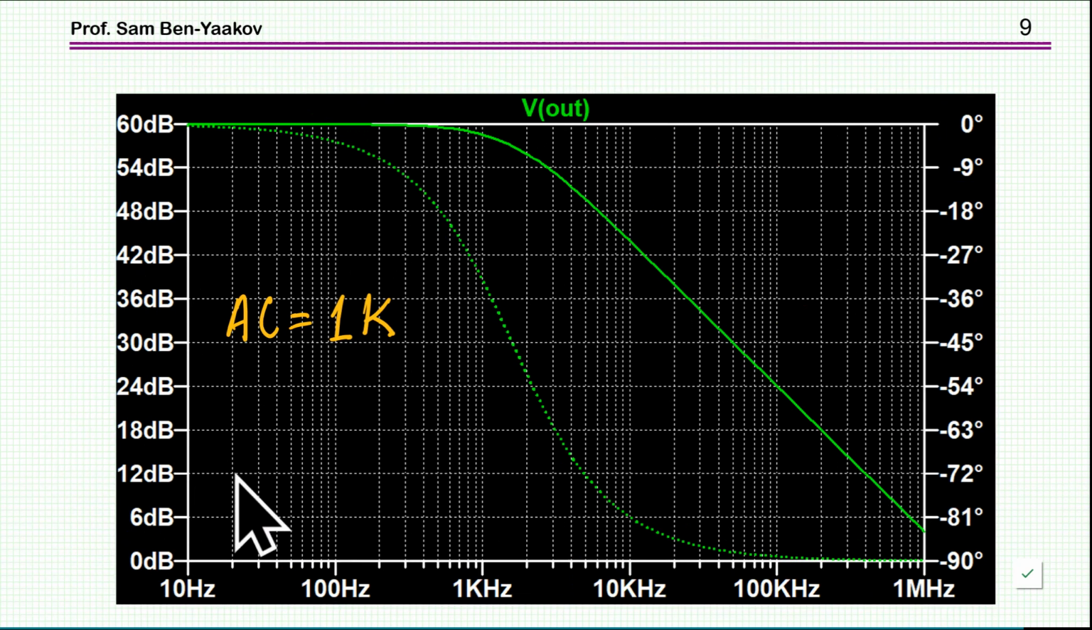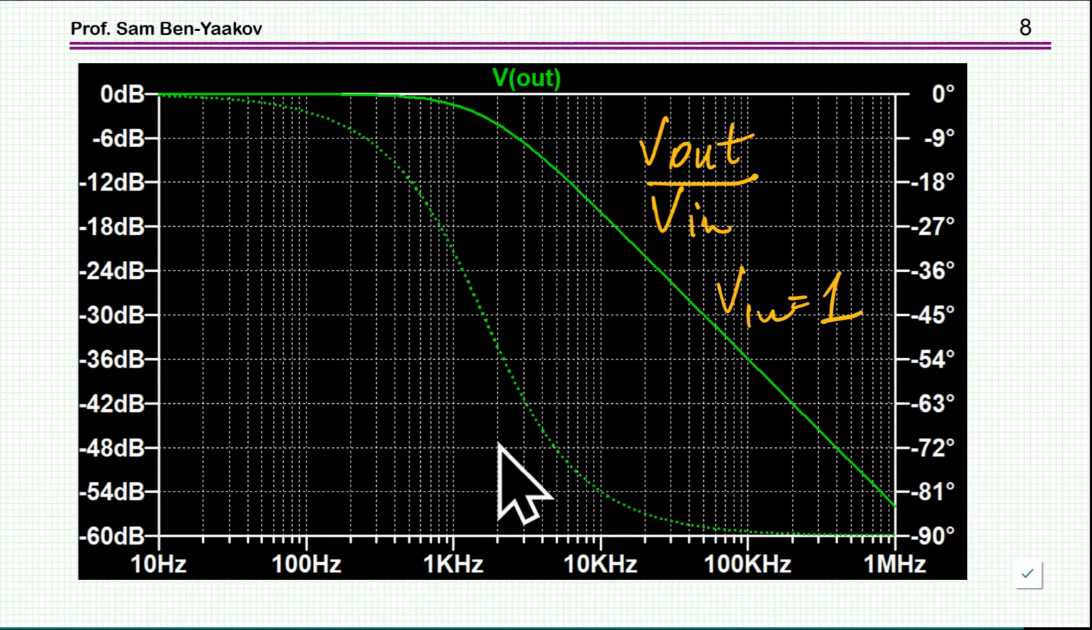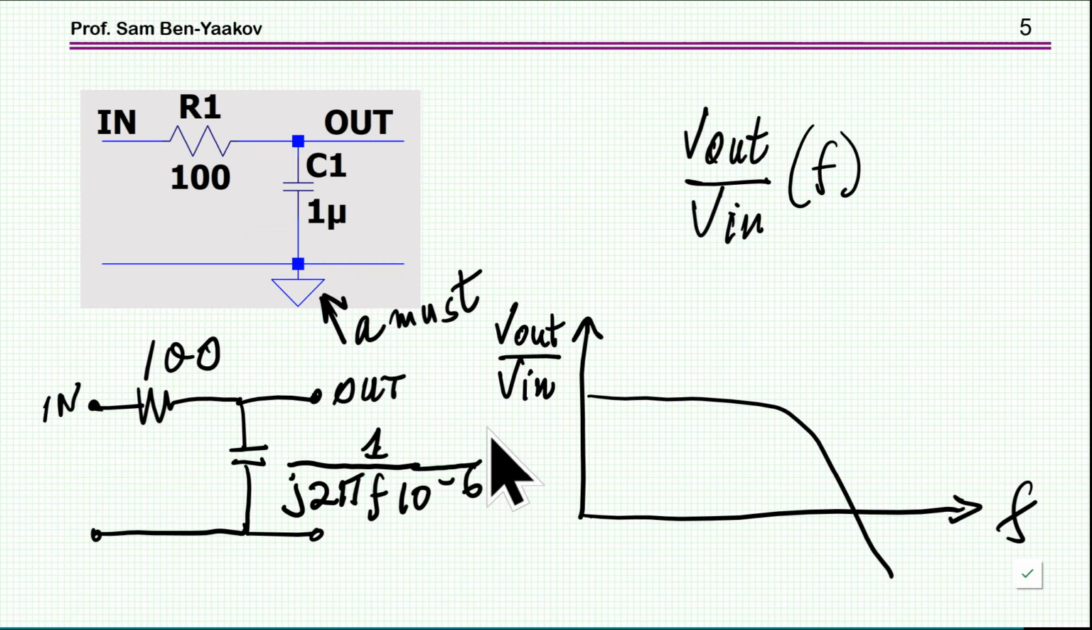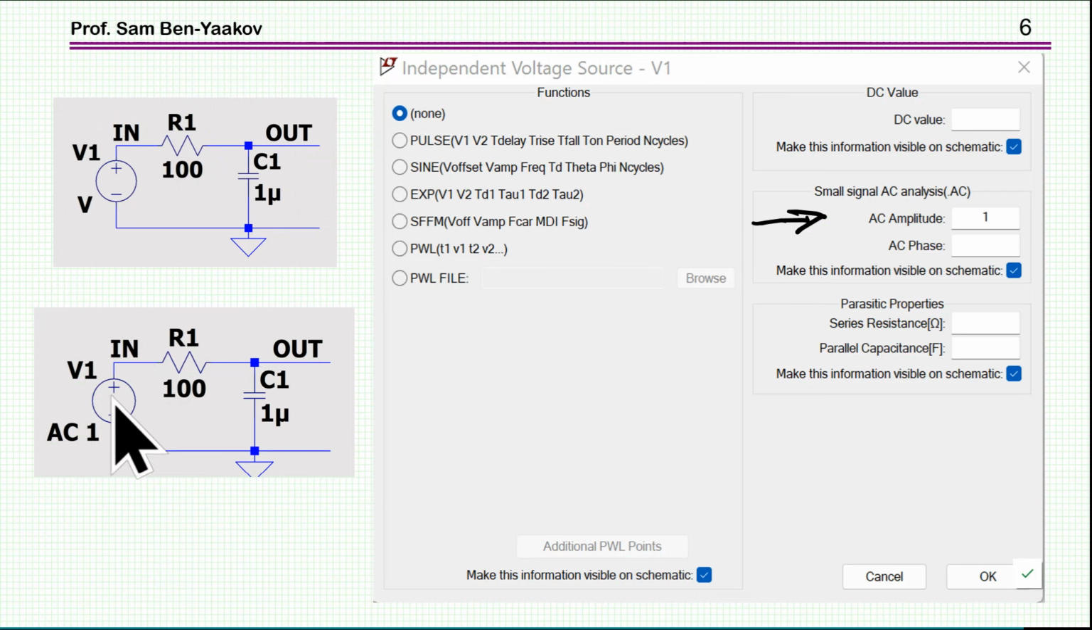We'll see it later on. Now, what happens if you set the AC voltage to be, say, 1000 volt, 1 kilovolt? This voltage here is now 1 kilovolt. Now this is a linear circuit.